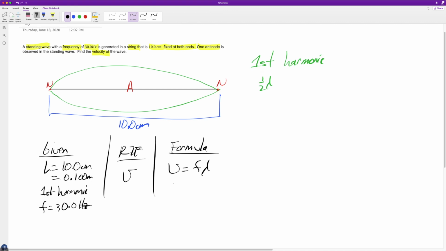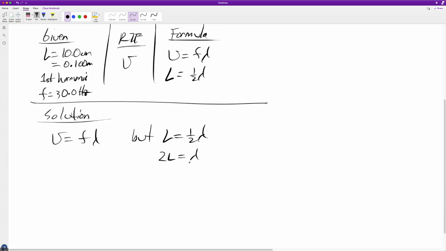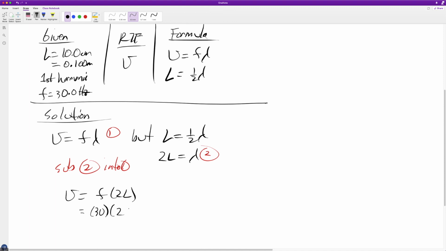So the other thing we know is that the length of the string, L, is also equal to 1/2 of our wavelength. So V equals f lambda. But L is equal to 1/2 lambda, or 2L is equal to lambda. So we'll sub 2 into 1, and we get V is equal to f times 2 times the length. So 30 hertz times 2 times 0.1, we get a wave speed of 6.00 meters per second.